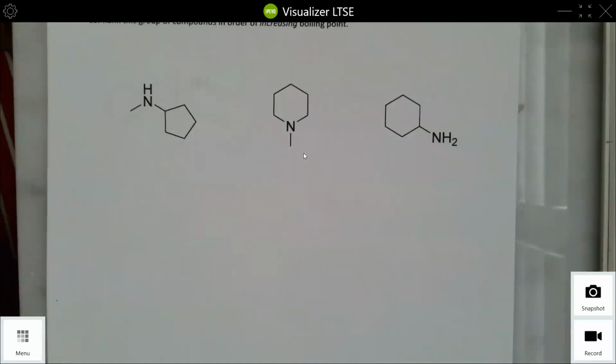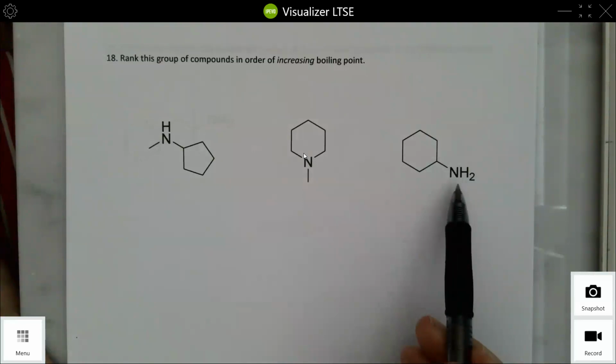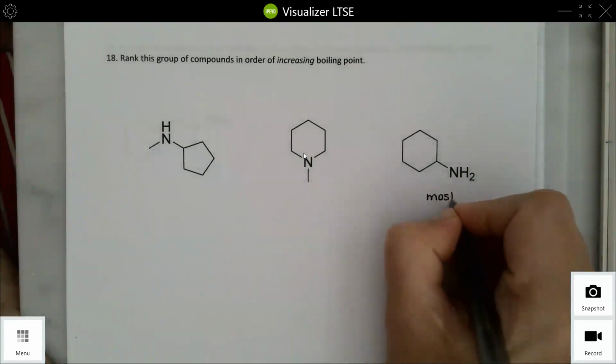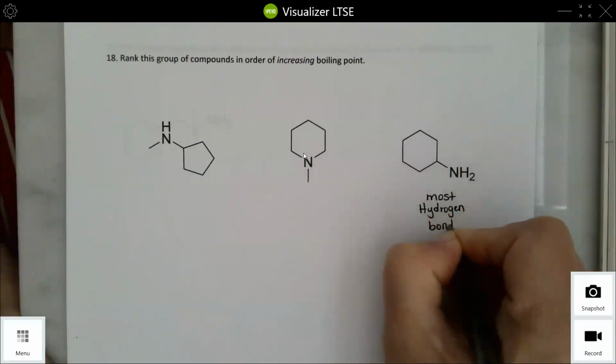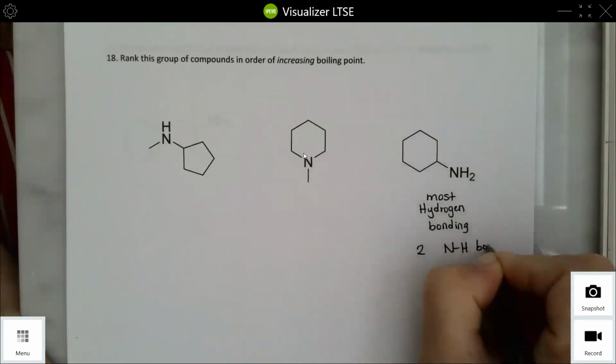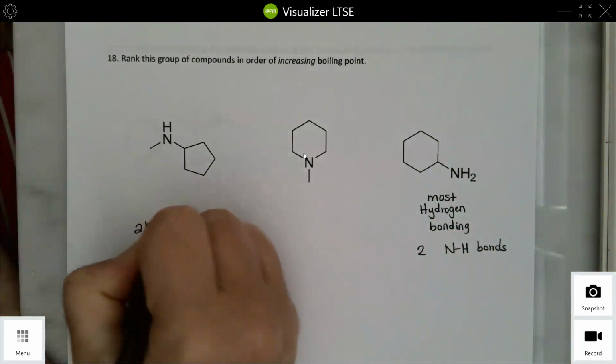Okay, moving on to the next question. Rank this group of compounds in order of increasing boiling point. So let's do that. We want to think of this as a primary amine, right? With maximum nitrogen-hydrogen bonds. So it has the most hydrogen bonding because it has 2 nitrogen-hydrogen bonds, right?